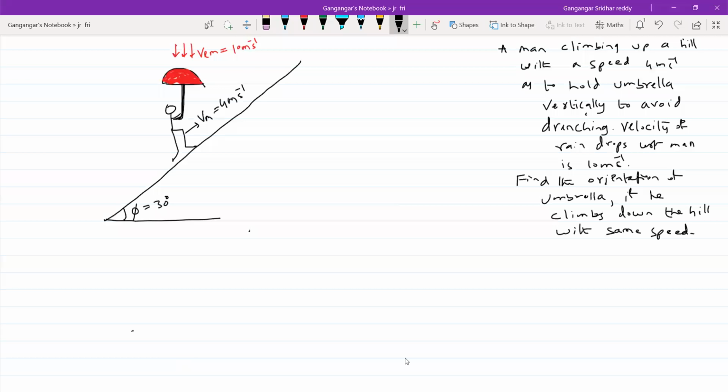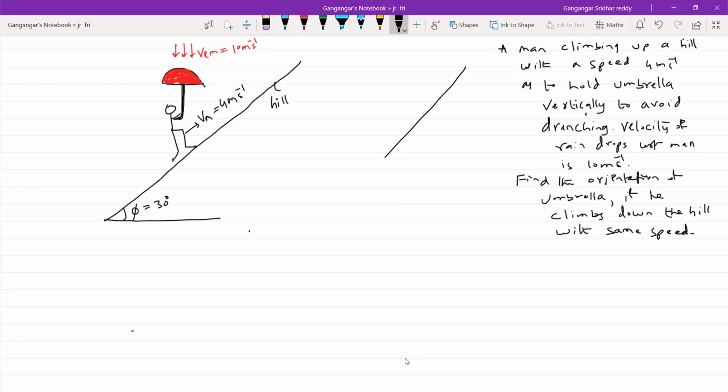A man climbing up a hill with a speed of 4 meters per second has to hold umbrella vertically to avoid drenching. Velocity of raindrop with respect to man is 10 meters per second. Find the orientation of umbrella if he climbs down the hill with the same speed. So look at the first diagram. This much is available for us. This is a hill, it appears as an inclined plane. What we don't know is the velocity of rain. So first, in the first case, you have to calculate the velocity of rain. After getting the velocity of rain, we then calculate the velocity of raindrop with respect to man, the second part of that.